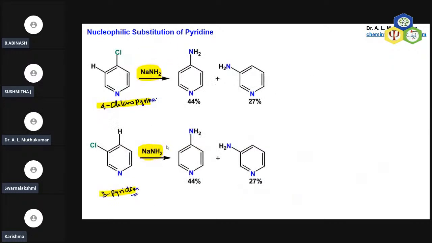You may be thinking that, but actually there is a formation of a C4 amino group. That is, 4-aminopyridine formation is there. That is the major product in both cases. And 3-aminopyridine is also forming, that is the minor product, 27%. So 4-amino product is major and 3-amino product is minor.